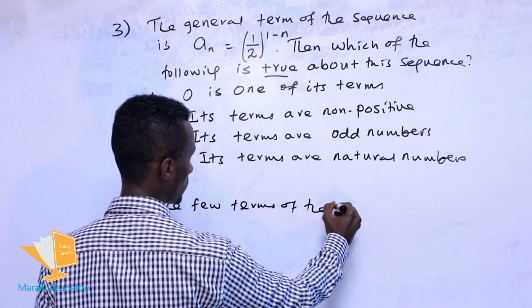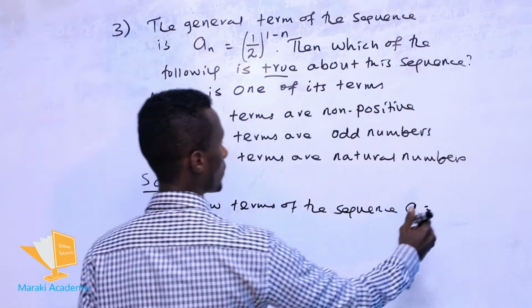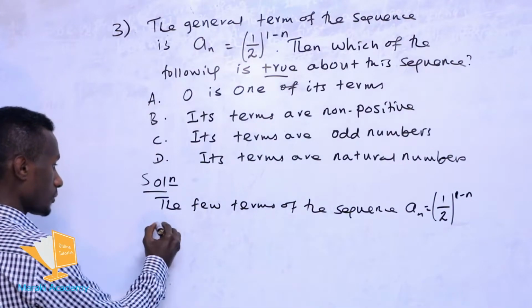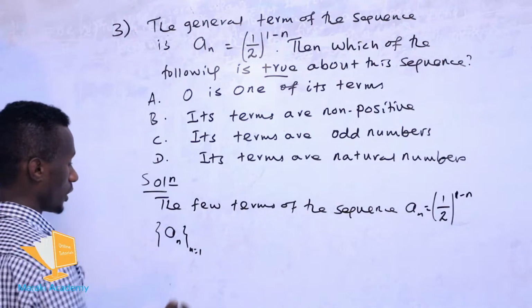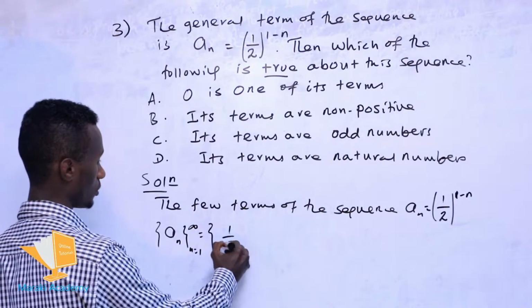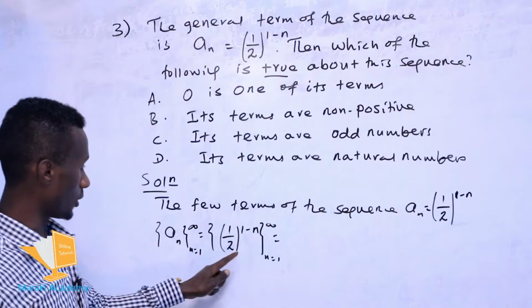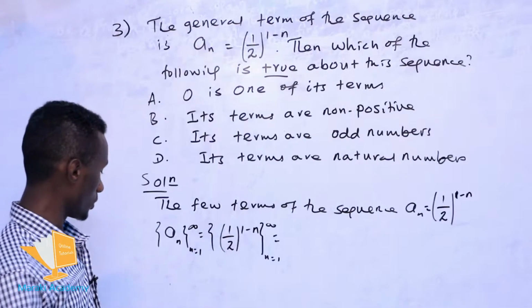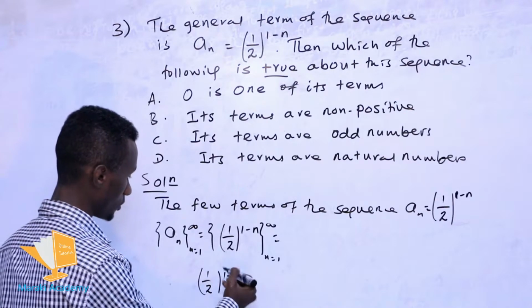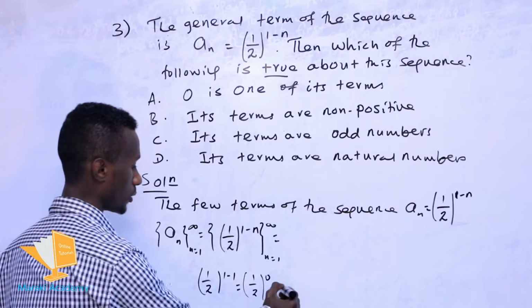the given sequence a_n, which is equal to (1/2) raised to the power of 1 minus n, we can take. Now for the sequence, n starts from 1 up to infinity, so it can be represented by (1/2)^(1 minus n). When n is 1, our term becomes (1/2)^(1 minus 1), which is equal to (1/2)^0. Any number with the exponent of 0 is 1.